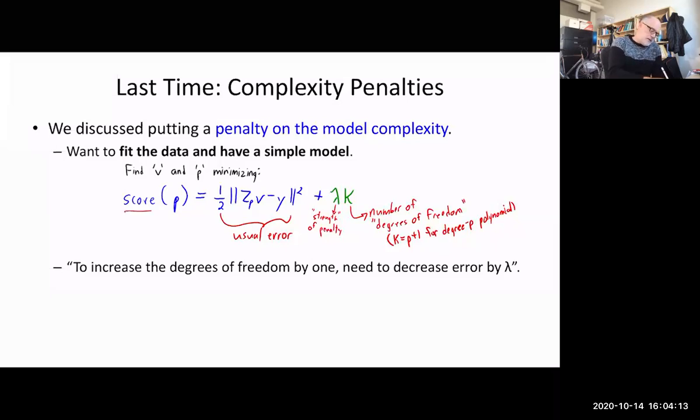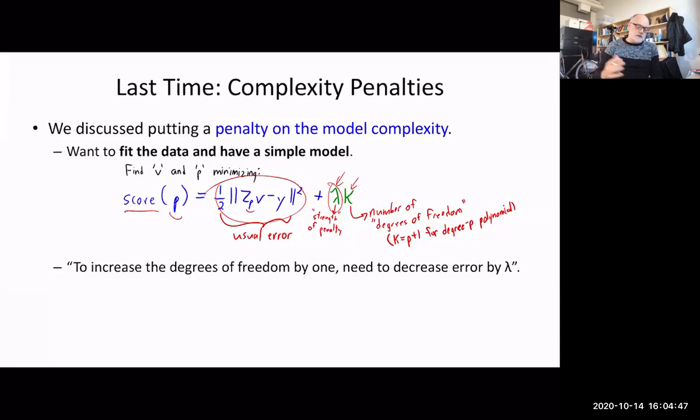So we talked about a score function, which in particular was parameterized by the degree of the polynomial, and this is what we're going to use for model selection. There's a strength of the penalty term, some hyperparameter lambda, then there's the number of degrees of freedom, k equals p plus 1 for a degree p polynomial, counting the 0th order term as well. And then you have the usual regression error, noting that the size of the feature matrix, and in fact the values in it, are a function of the polynomial degree p.